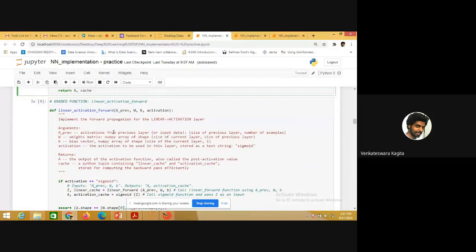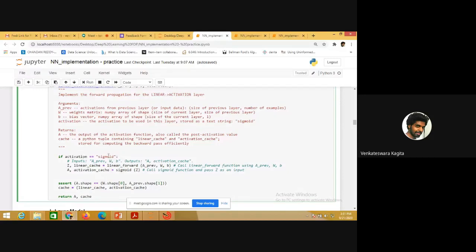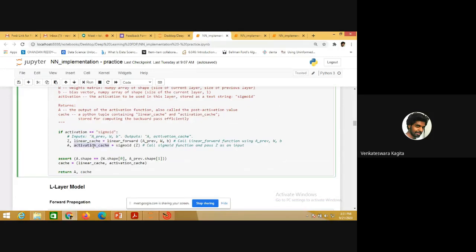Now you can integrate these two things and compute the linear activation forward with a particular activation function. I just took sigmoid because we have only covered sigmoid. So activation equal to sigmoid, I compute linear forward, then I get the net sum in Z and linear cache in cache, and passing this net sum to the sigmoid function, I get activation unit A, isn't it? And this is the activation cache I am getting. So I store this linear cache and activation cache in a cache, and I'm returning A and cache. This cache is to avoid redundant computation. Just remember that.